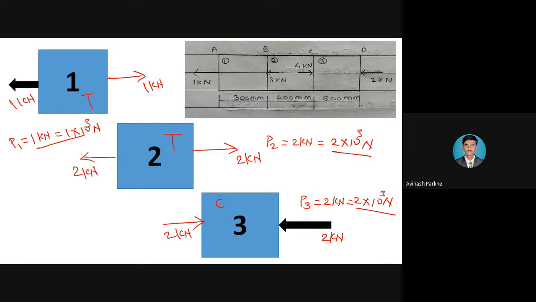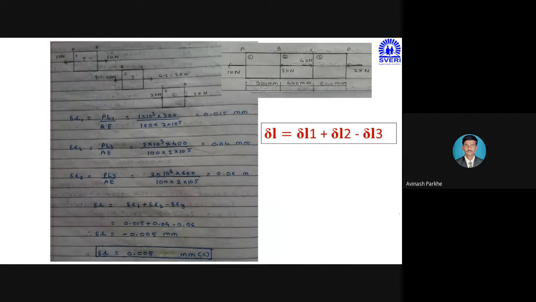Yes, 0.115. You have represented the answer. Please check the answer. 0.005 mm, this is the correct one. So now the final answer is in front of you. Please check 0.005 mm. Try to represent whether the final answer is negative or positive.